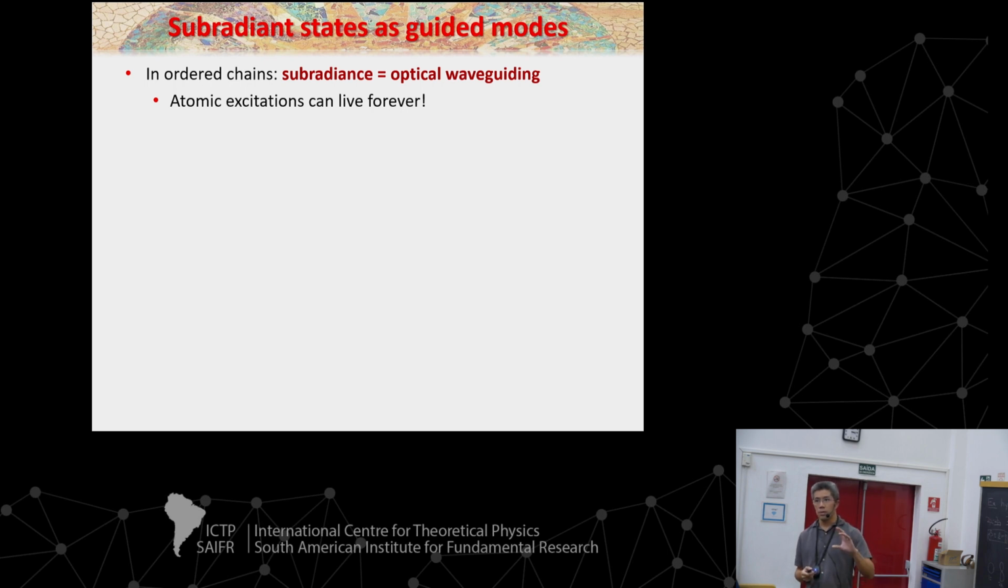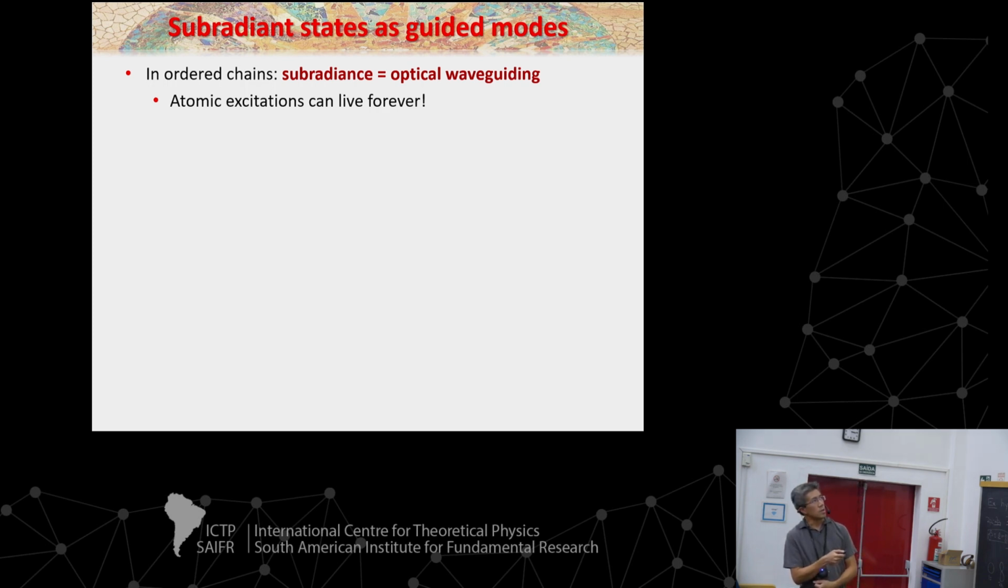So this kind of language of evanescent and so on, it's exactly the same language I used to describe guided modes of optical fibers before. And so what you see is that this kind of simple calculation leads to a very simple statement, which is that when you have an ordered, infinite chain, this subradiance, this ability of an excitation to live forever, is completely equivalent physics-wise to optical waveguiding. So this atomic chain is nothing more than a fancy optical fiber or photonic crystal waveguide, if you want.